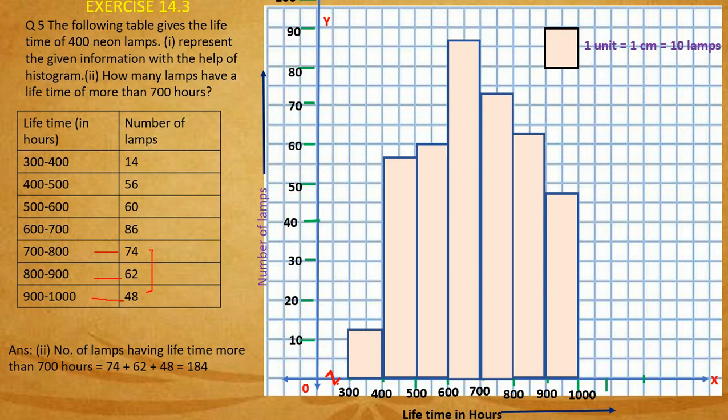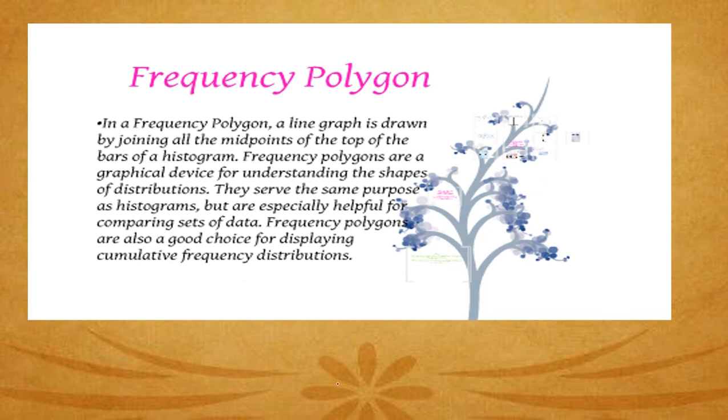Now in the same way, there is one more representation of data like this. It is known as a frequency polygon. So let's talk about that also. The frequency polygon, a line graph, is drawn by joining all the midpoints of the tops of the bars of a histogram. Frequency polygons are graphical devices for understanding the shapes of distributions. They serve the same purpose as histograms but are especially helpful for comparing sets of data. Frequency polygons are also a good choice for displaying cumulative frequency distributions.